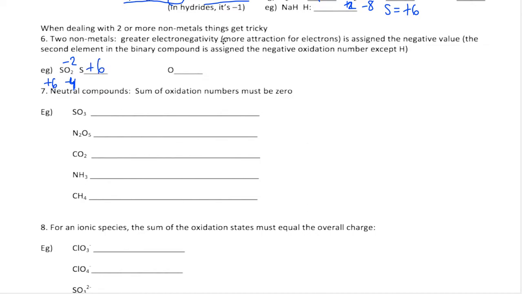Right, so the greater electronegativity is assigned the negative value. I mean, oxygen, obviously, is going to be minus 2. It says the second element in the binary compound is always assigned the negative oxidation number. So for instance, here we have the sulfur, the oxygen. Oxygen is minus 2. Negative 2 times 3 is negative 6. So the sulfur has to be a plus 6.